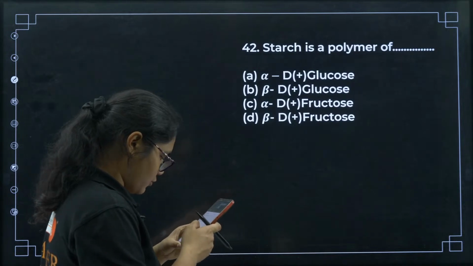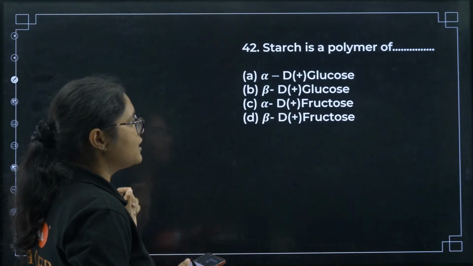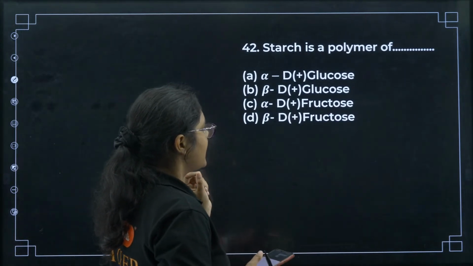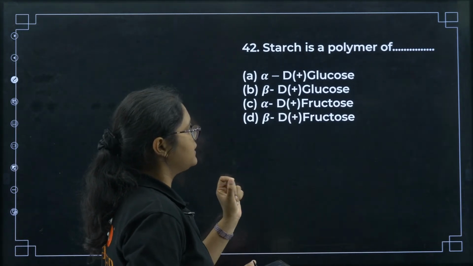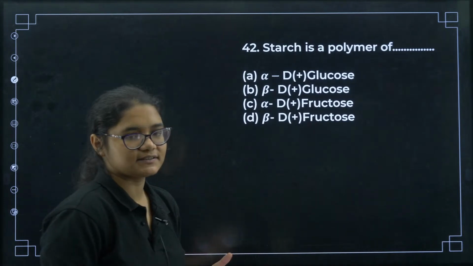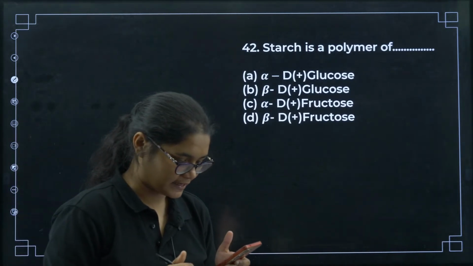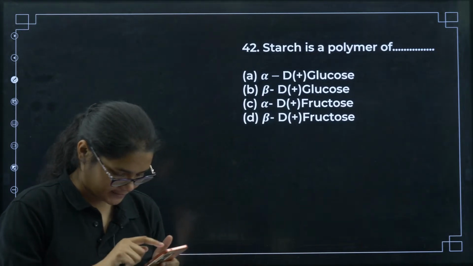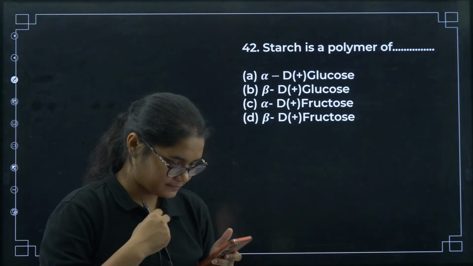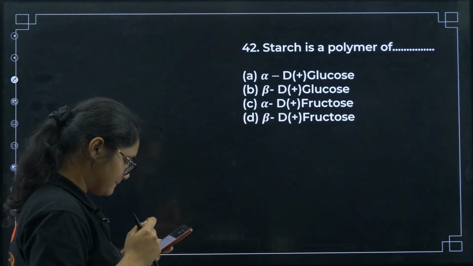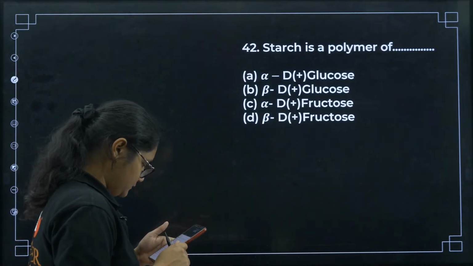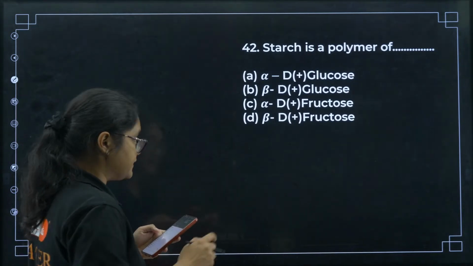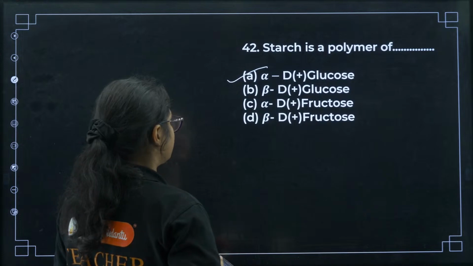Now coming to question 42. Starch is a polymer of alpha D glucose, beta D glucose, alpha D fructose or beta D fructose. We know starch is a polysaccharide, so it is a polysaccharide of what? Yes, 42A is the correct answer, alpha D glucose.